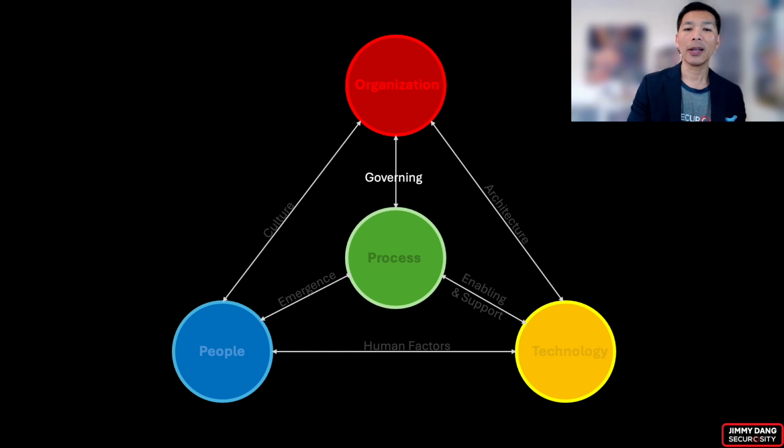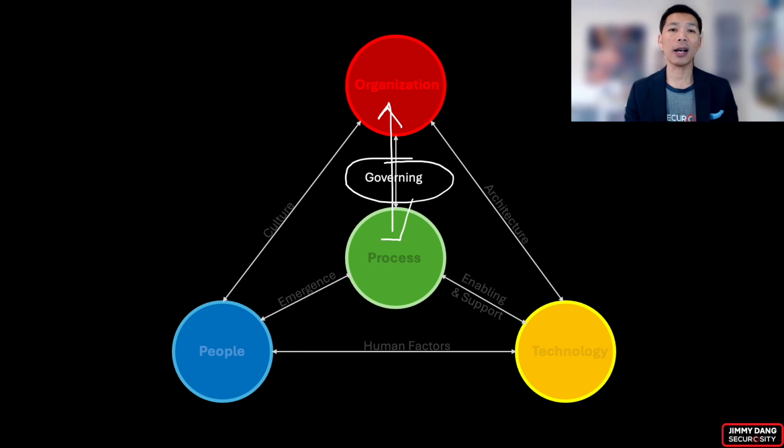Next up is the governing dynamic connector. It links processes and organization together. According to ISACA, governance involves the responsibilities and practices of the board and executive management. It provides strategic direction, ensures objectives are met, manages risks effectively, and uses enterprise resources responsibly. In other words, organizational processes are shaped and guided by the organization's missions and strategic goals.